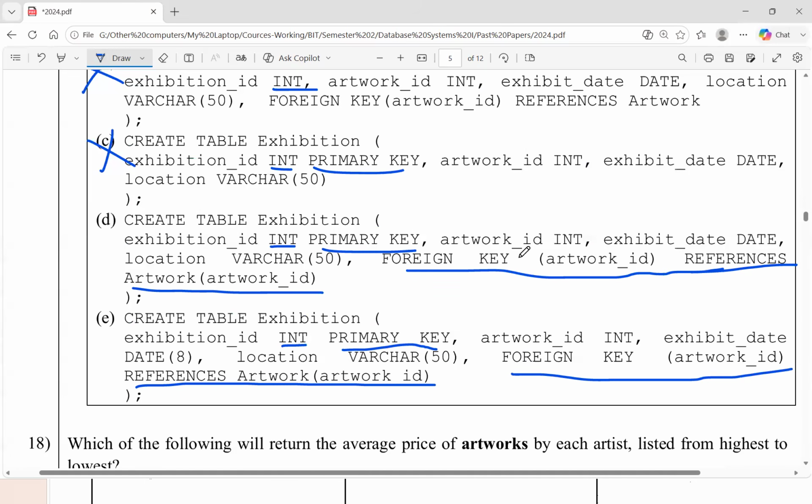Then artwork ID, that is also the same. Exhibit date 8, I don't know whether there is such a thing, date 8. Location varchar 50. So the only difference is here it says date 8. Usually the size is related to varchar fields, and in number fields, decimal places. So therefore I won't take this, because the only difference I can see between these two is that 8.